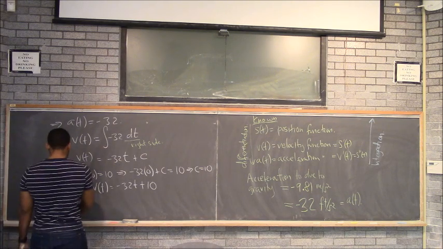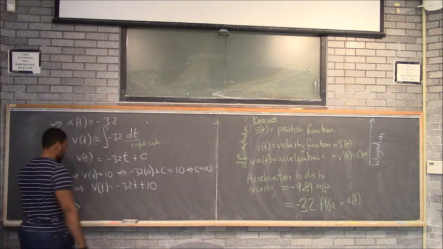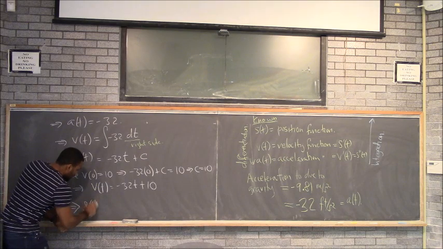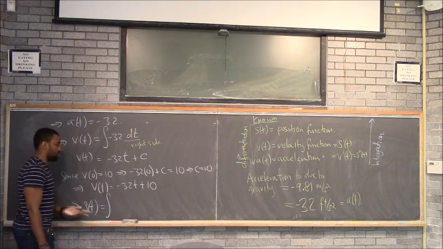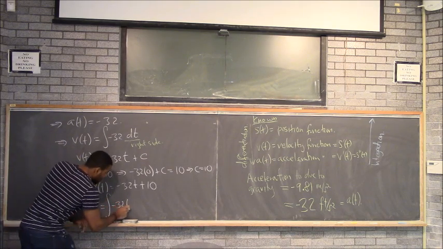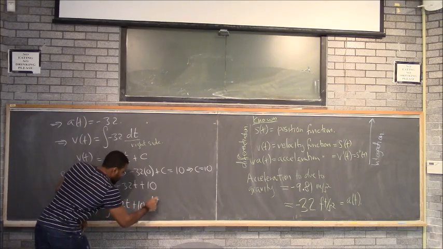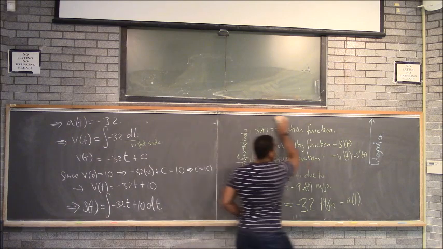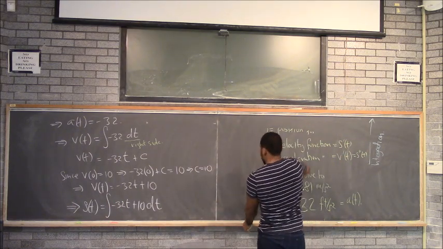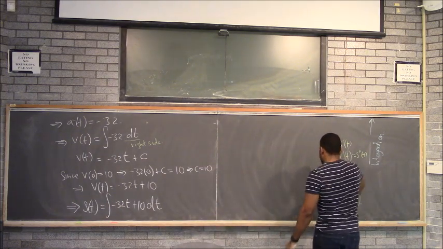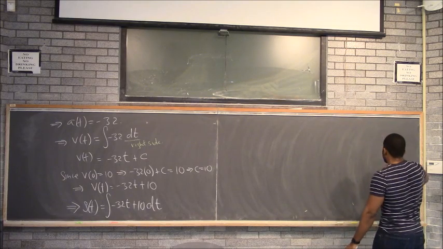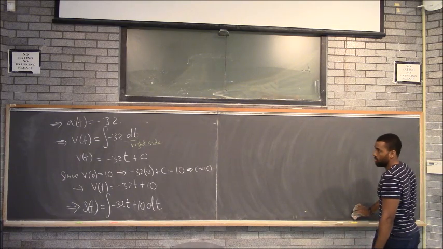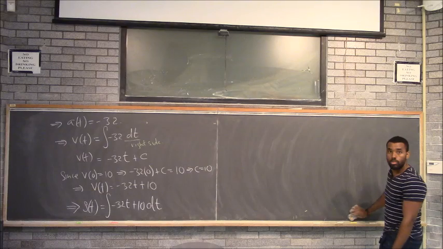Now, how am I going to get to position? Well, position, I know, would be the antiderivative of velocity. So now I can do the rules for that. So, what is going to be the antiderivative of minus 32t? Wait, no. Huh? Oh, wait. Never mind. Sorry.